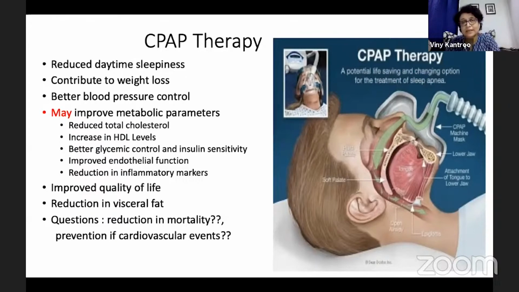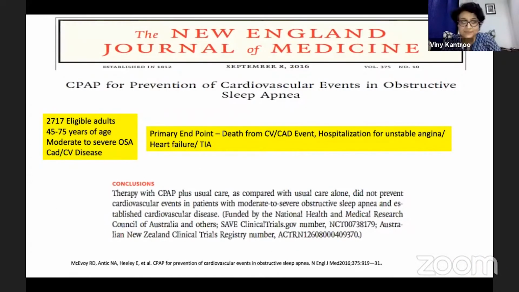They are able to better engage in their work as well as have a work-life balance. There are studies showing a reduction in visceral fat with CPAP therapy, but whether that leads to a decrease in cardiovascular risk is again questionable, and whether it leads to a decrease in mortality is again questionable. Now, this is the study of CPAP for the prevention of cardiovascular events in obstructive sleep apnea, which happened in 2016. This is one of the largest data sets of CPAP in OSA.